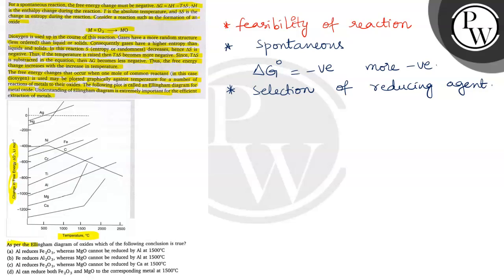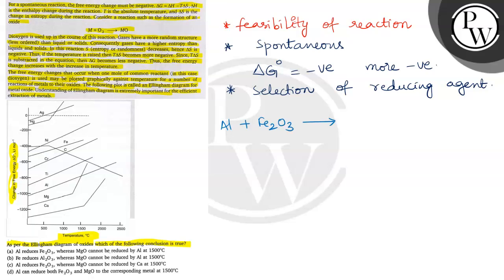Okay, so now let us see the question related to this Ellingham diagram. That is, as per the Ellingham diagram of oxides, which of the following conclusions is true? Ellingham diagram के बारे में जो यहाँ पे 4 statements दिया है, उनमें से सही क्या है हमें बताना है. Okay, so first statement क्या दिया है? Aluminium can reduce Fe2O3.